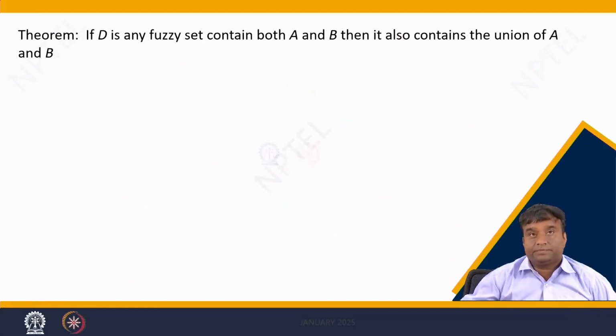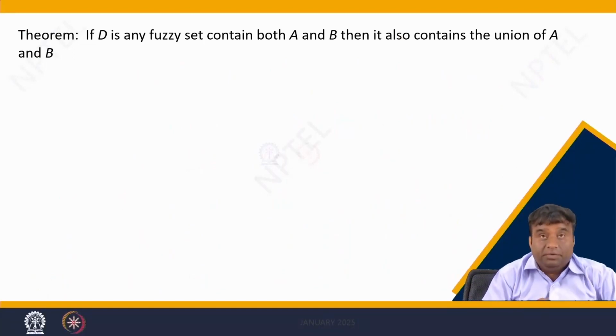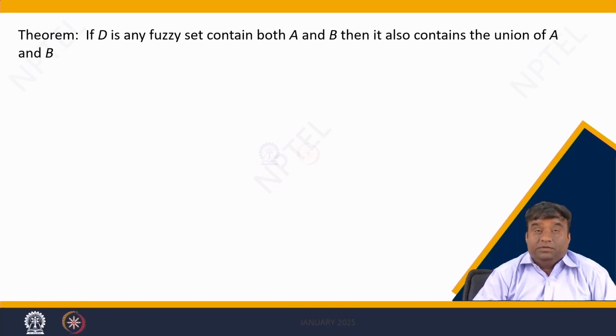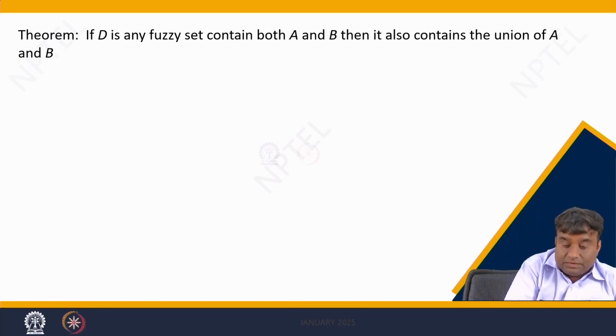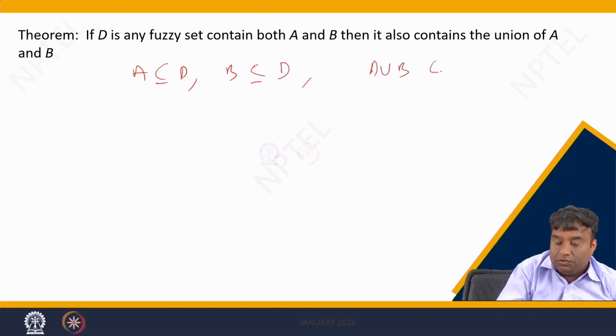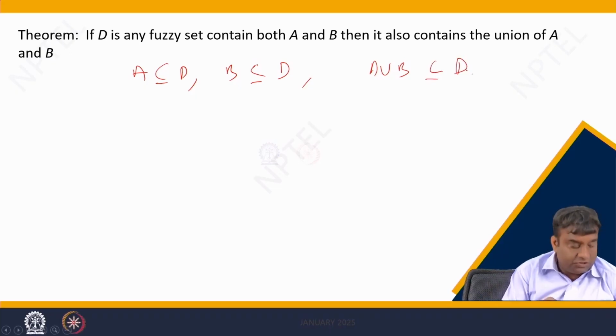Okay. Now there is one theorem: if D is any fuzzy set that contains both A and B, then it also contains the union of A and B. So what is that? D contains A and B, so A is a subset of D, B is a subset of D. We need to prove that A union B is also a subset of D. So let's check the proof.